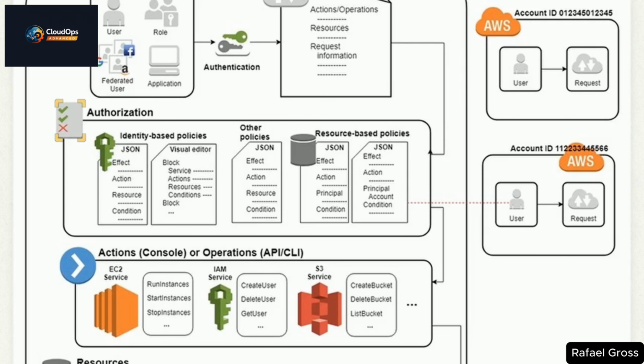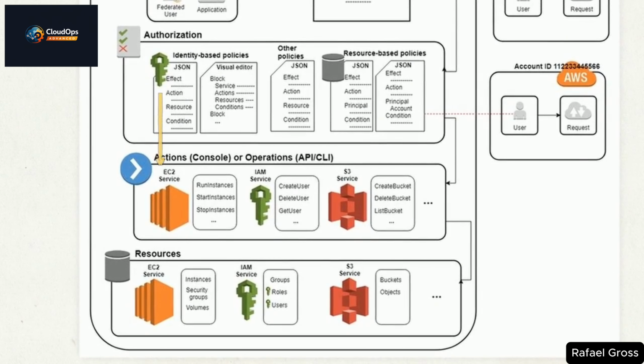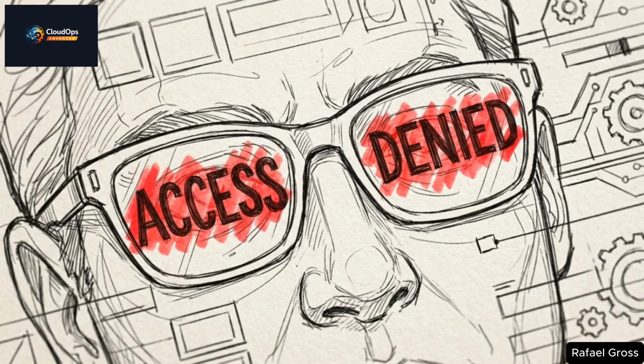The logic gate prioritizes one instruction above all, the explicit deny. If the engine finds a single explicit deny, evaluation stops instantly and the request is killed. Only by passing this strict authorization gate is the action finally passed to the AWS service. The engine processes this logic ruthlessly. Failing to understand how an explicit deny overrides an explicit allow is the leading cause of catastrophic access bugs.